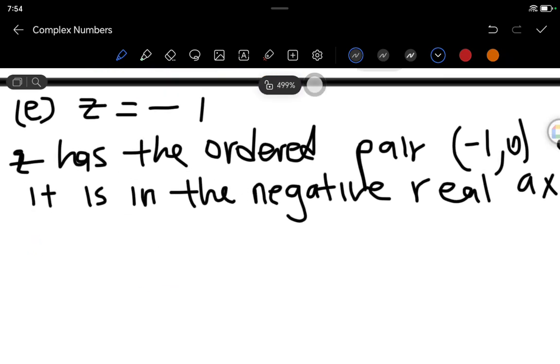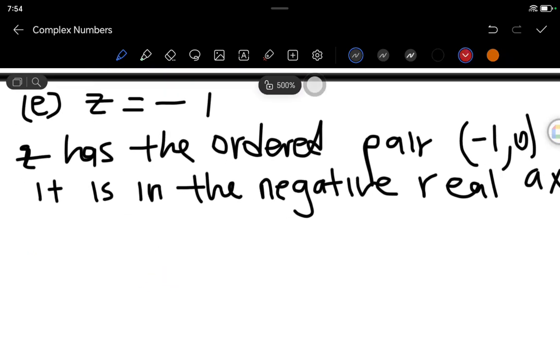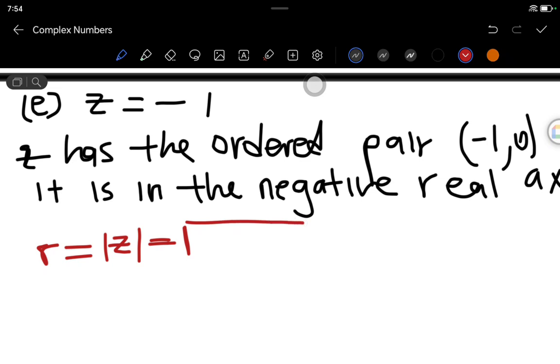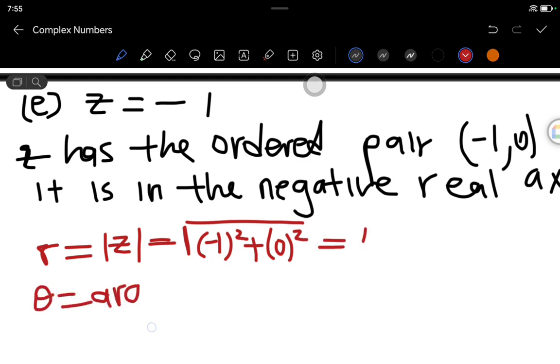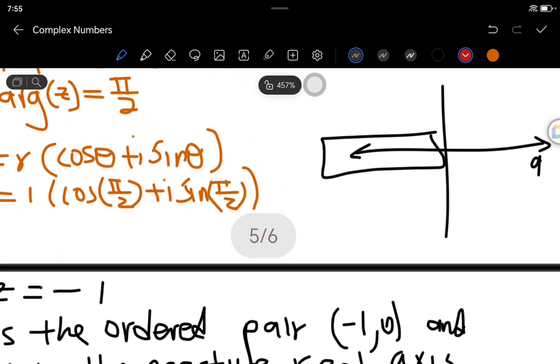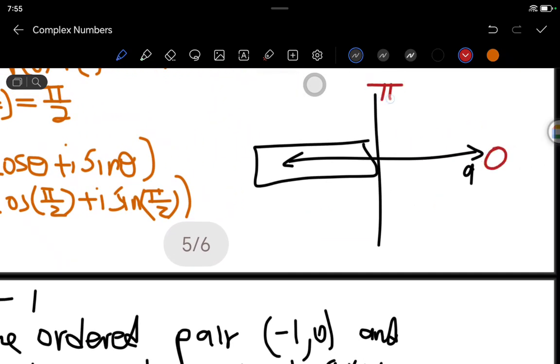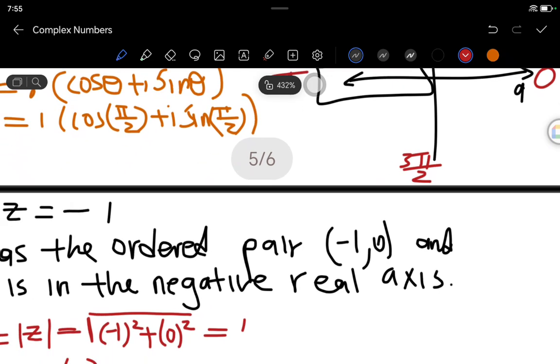I'm just enlightening your knowledge based on this. So we first say r is equal to the modulus of z, which is just equal to the square root of minus 1 squared plus 0 squared, which is equal to 1. And then theta is going to be equal to the argument of z. Then the angle here is just going to be, remember, this is 0, this is pi over 2, this is pi, and this is 3 pi over 2. So the angle is going to be pi because we are approaching pi from there.